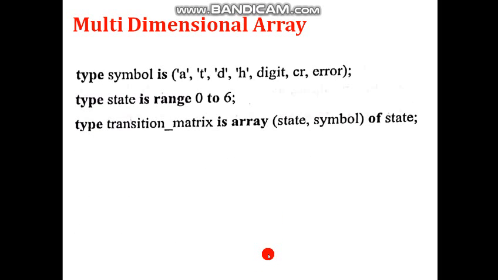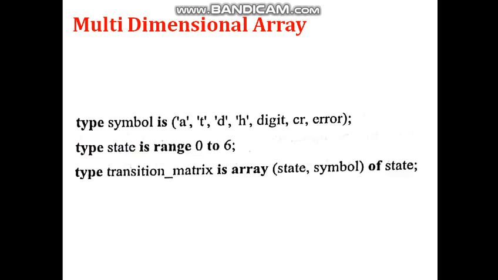Now another topic is the multi-dimensional array. VHDL allows us to create a multi-dimensional array, for example, to represent a matrix or to represent a table indexed by more than one value. The multi-dimensional array type is declared by specifying a list of index ranges.